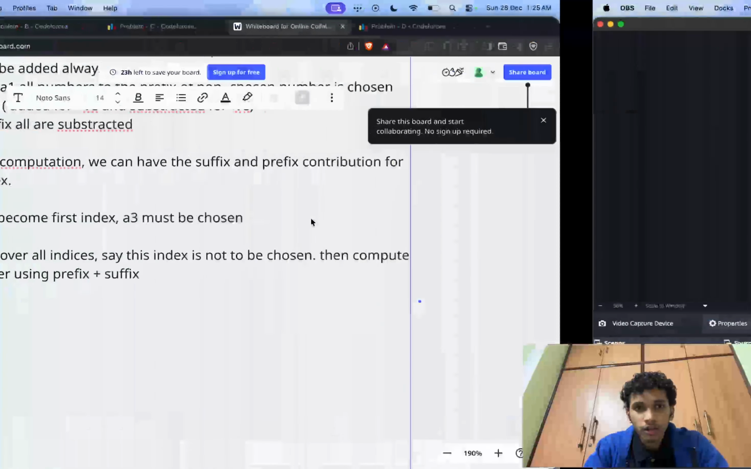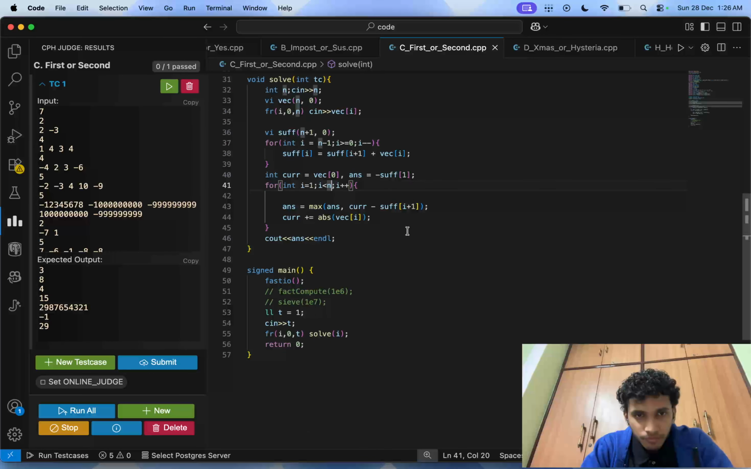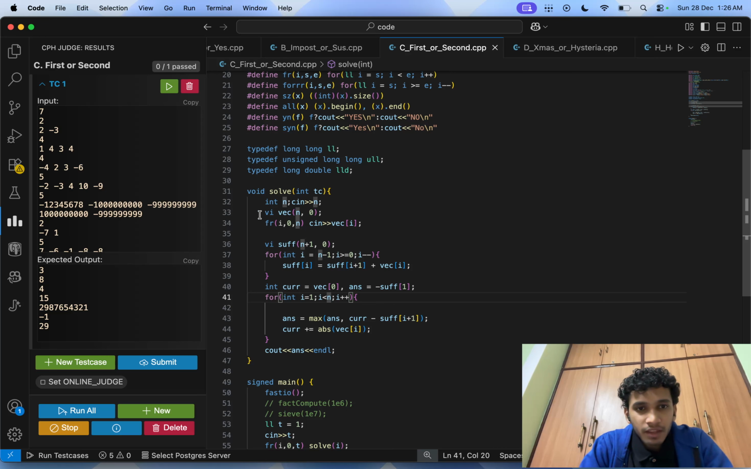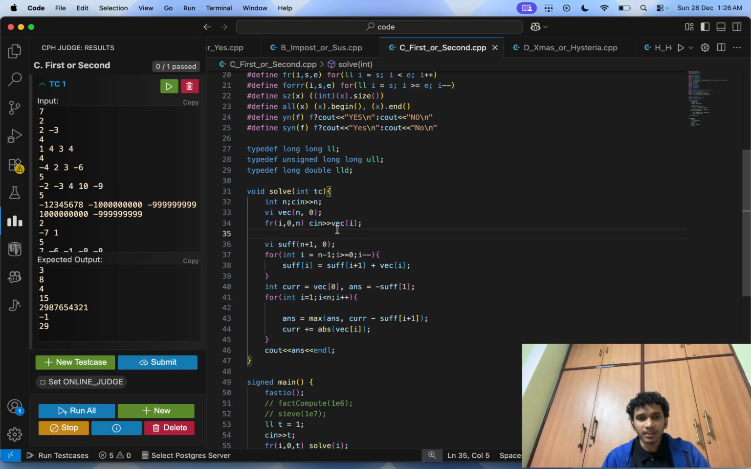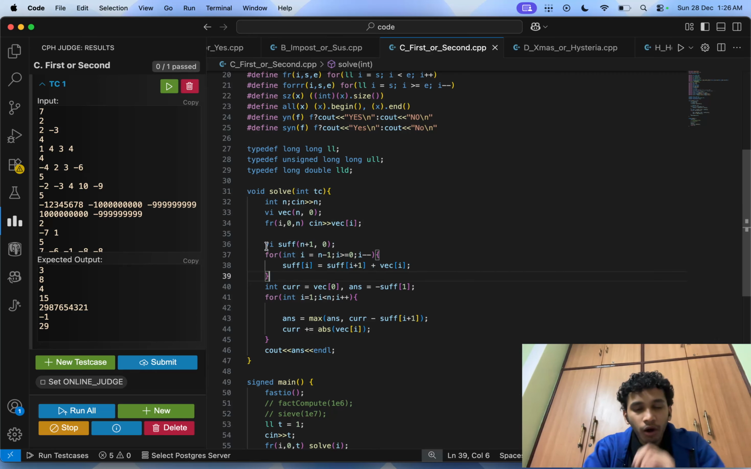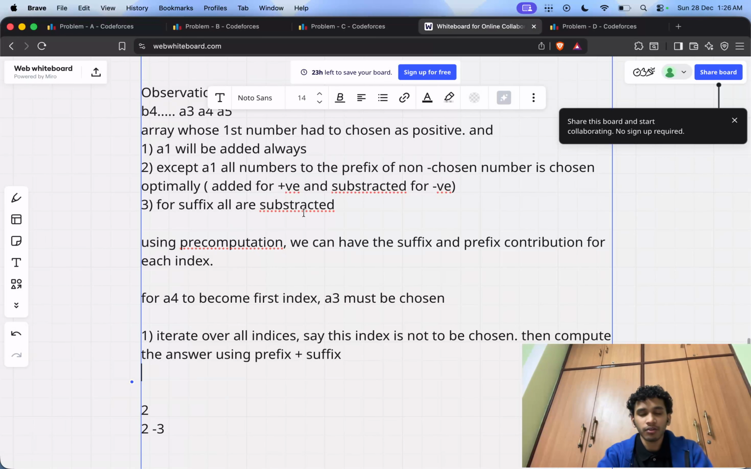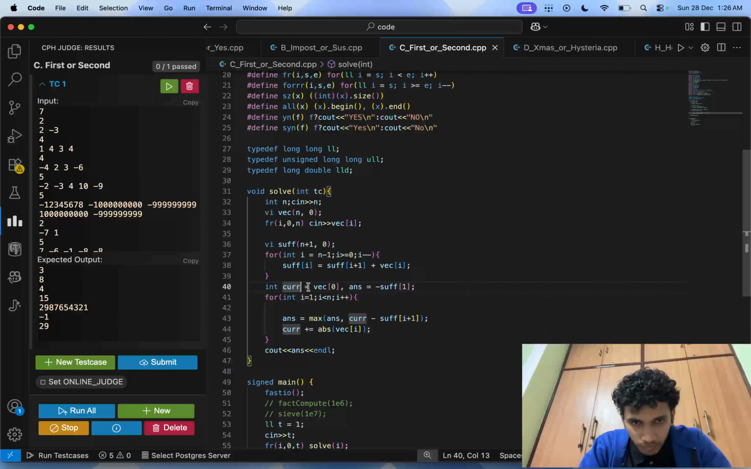Okay, so let's move to the implementation part now. So we take the number of elements in our vector. We take the vector as input. Now we compute the suffix sum. How do we compute the suffix sum? It is just the normal computation, and the suffix will contribute with negative sign. Okay, it is subtracted. So suffix at I is equal to suffix at I plus 1 plus vec at I. So this will go on.